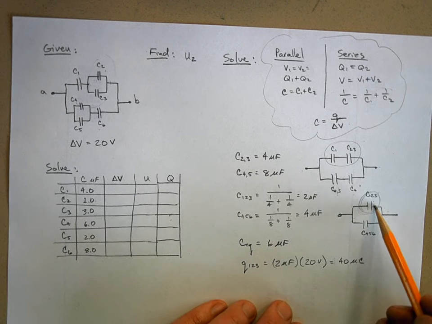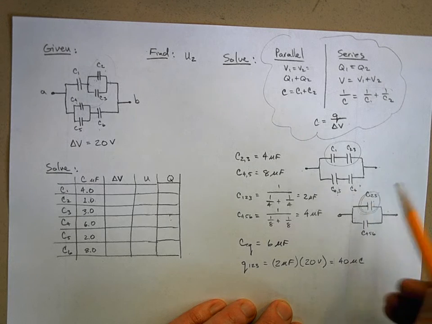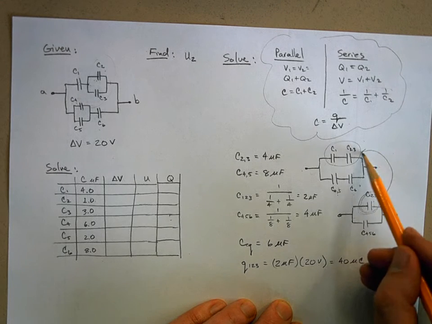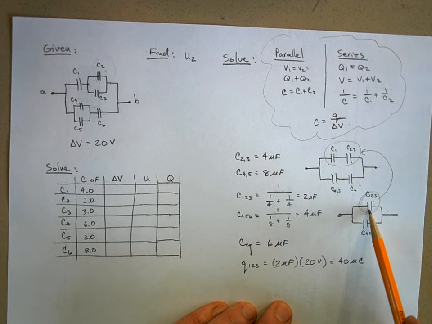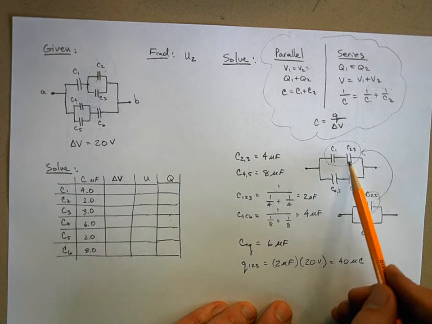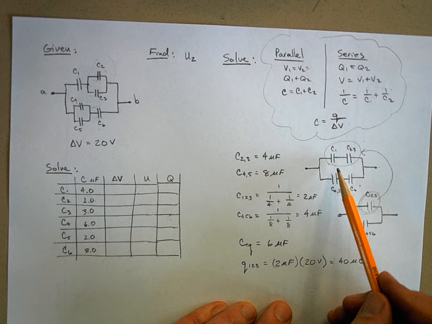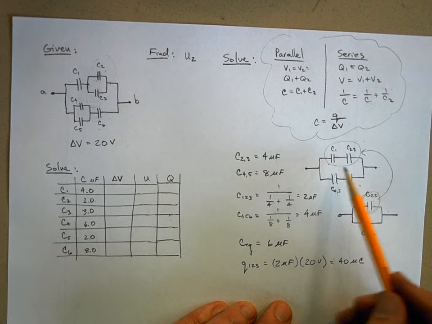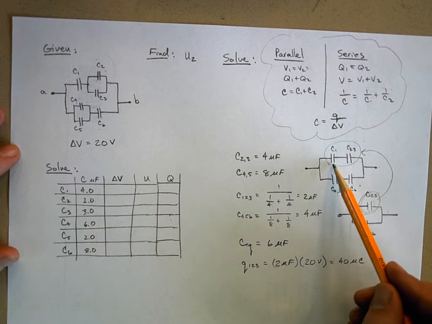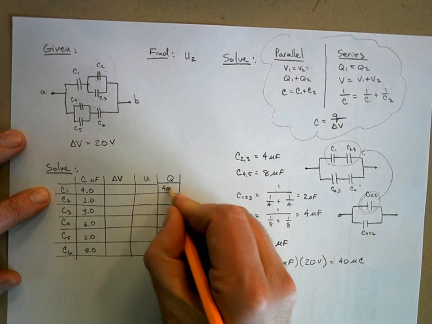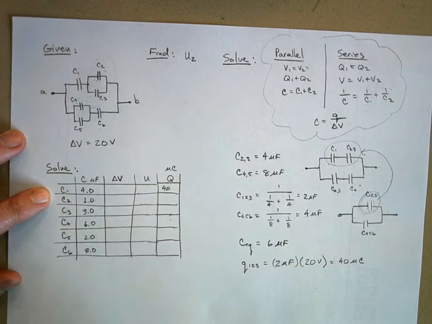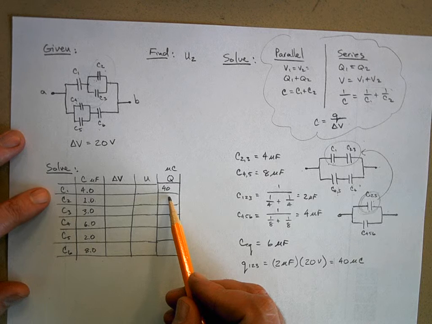But remember how we broke these down? These go up here. So what does that mean about these two? If this has 40 microcoulombs, these are in series. And what is true about capacitors in series? They have the same charge. So now we know how much charge is on C1. 40, let's just put microcoulombs up there. So now we can start filling stuff in.